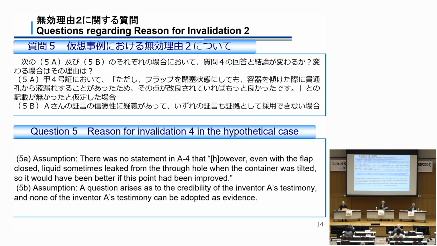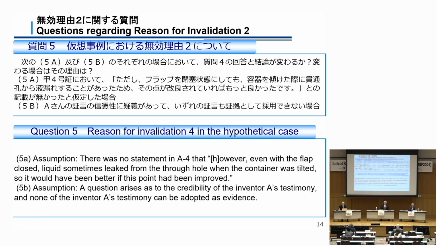In this case, I have a question about the reason number 2 for the invalidation. So we have 2 assumptions, 5A and 5B. In each of the cases, does it change your answer to question number 4 if the assumption is adopted? Assumption 5A. There was no statement in A4 that, however, even with the flap closed, liquid sometimes leaked through the hole when the container was tilted. So it would have been better if this point had been improved. Does your conclusion change if this assumption is adopted? Without this statement, would you change your conclusion?